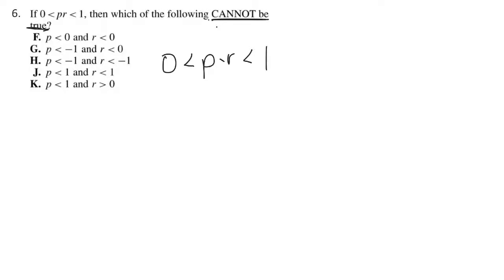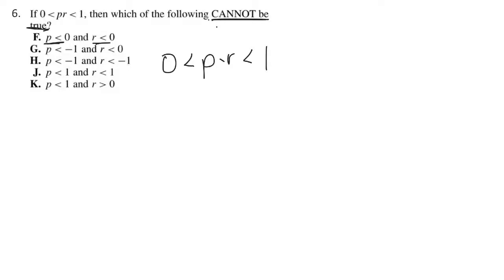So for F to be true, well, we can choose some values that are less than 0 for P and R because that means they're both negative, and a negative times a negative is a positive. And really, we could choose any negative fraction and that would still be true. And the same idea for G. With P being less than 1 and R less than 0, we could still choose some kind of fraction in there and still come up with a true answer.